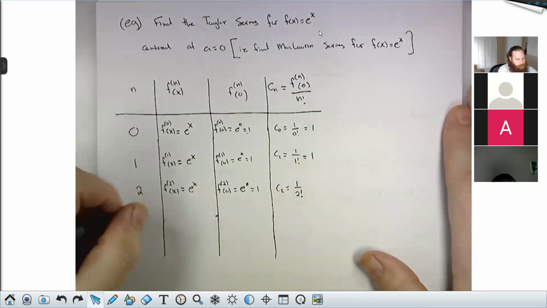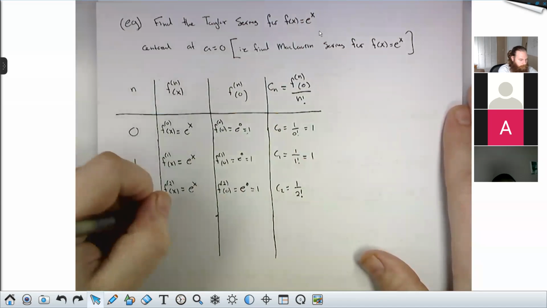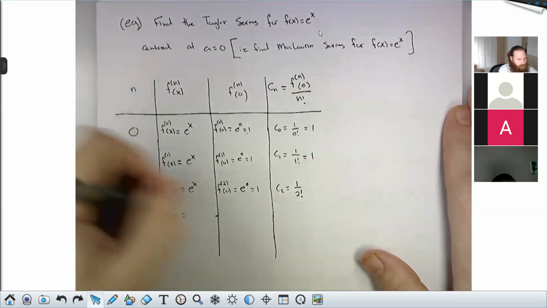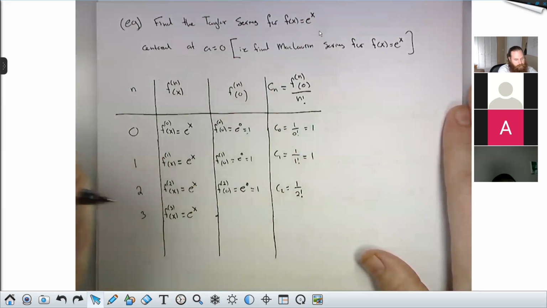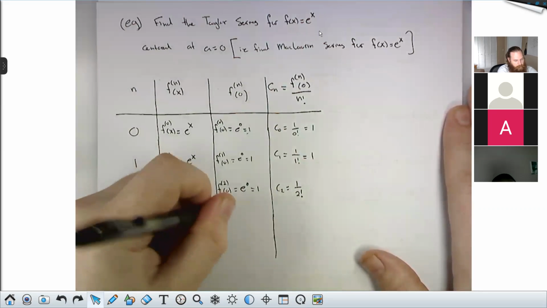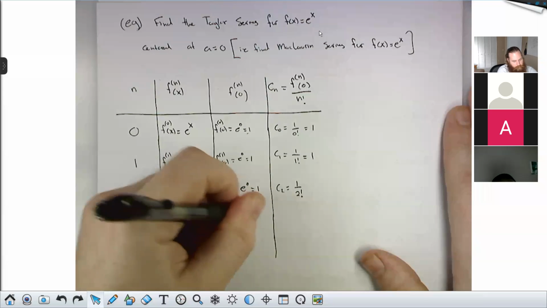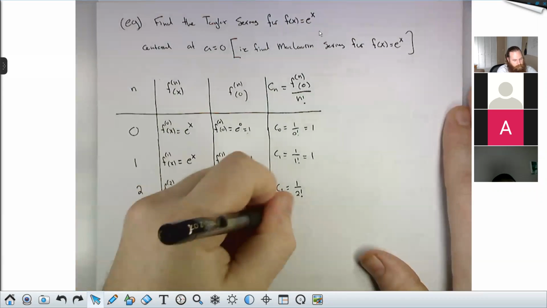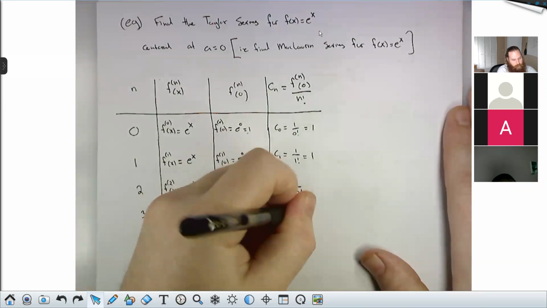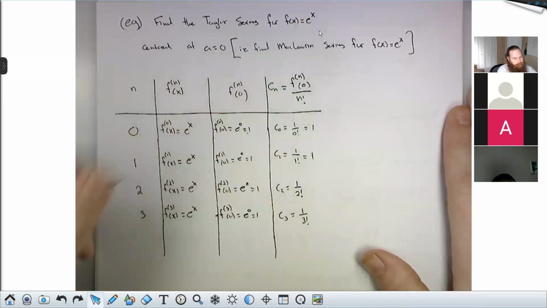When n is equal to 3, the third derivative of my function, no magic here, is still just e to the x. So f3 of 0 is still e to the 0, which is 1. So C3 is 1 divided by 3 factorial.